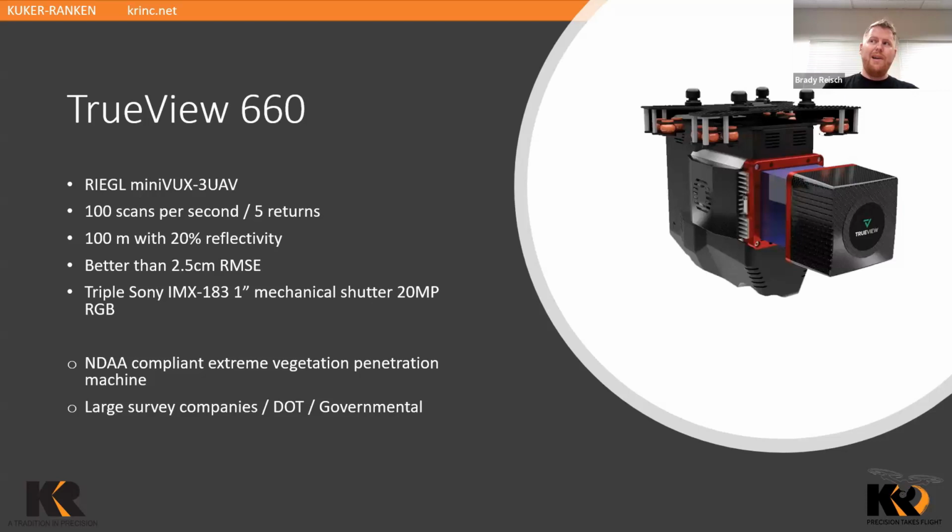Then we move into the big dogs, right? The big daddy, and this is where the prices start getting much higher. So this is a Riegl miniVUX-3 UAV system on the 660 TrueView. This one is really powerful. It has many more scans.